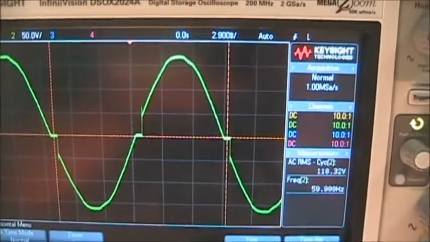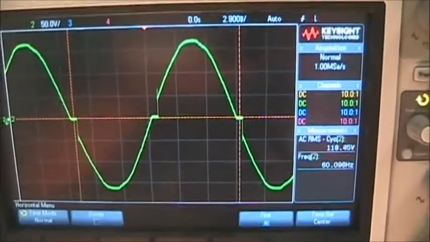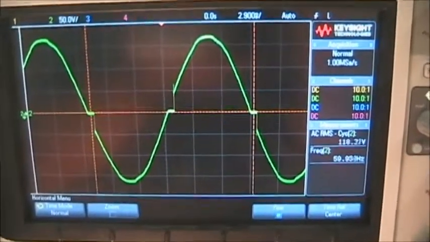Okay, that's the SCR and Triac circuits. I'll give you some scope screens so you can look at those.